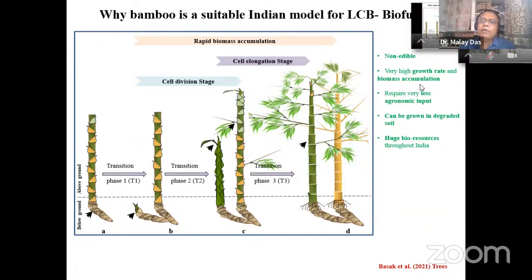It has a very high growth rate and biomass accumulation within a very short time. It does not need a lot of agronomic input like fertilizer or herbicide, so the cost of growing this plant is negligible. It does not need agricultural land. It can even be grown in degraded soil. And we have a huge bioresource throughout India and many other countries which can be utilized to identify genotypes which are fast growing.